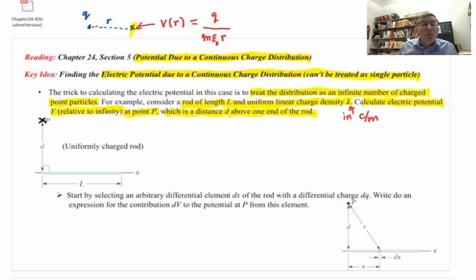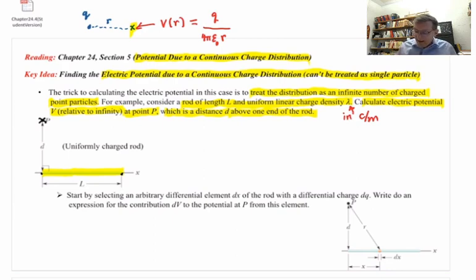Now, to help us deal with the math of the calculation, notice what the picture does. It sets up the geometry for us. Look very carefully. It has placed the rod along the x-axis with its left end at the origin and its right end at x equals L. And then the point P is a perpendicular distance d above that left end, above the origin. If you want to think of point P as being on the y-axis, you're welcome to do so.